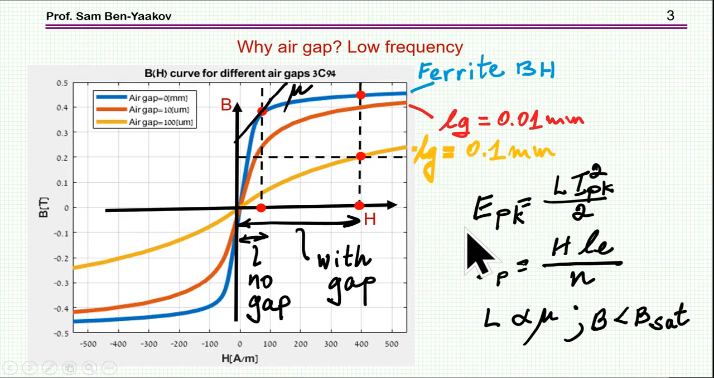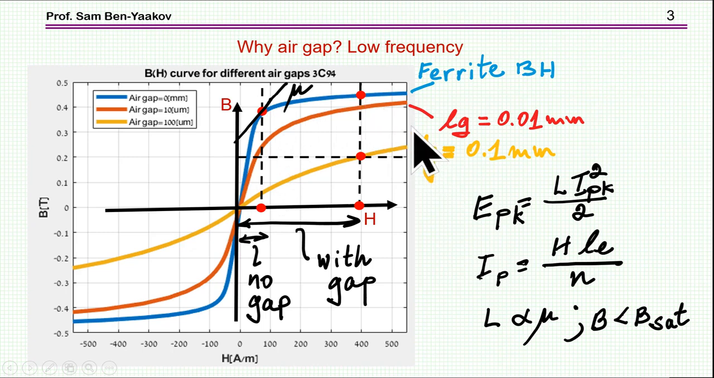So why do we need an air gap? The ferrite material itself has a BH curve which looks something like this. Permeability is the derivative at any given point. I'm showing it at one point, but of course here it is much lower, and this is why we don't want to get into the saturation area, because then we actually lose the permeability, and the inductance is a function of the permeability. So we don't want to work here. At low frequency, we are more concerned about getting into saturation rather than power loss due to high frequency, so we don't want to go into this area.